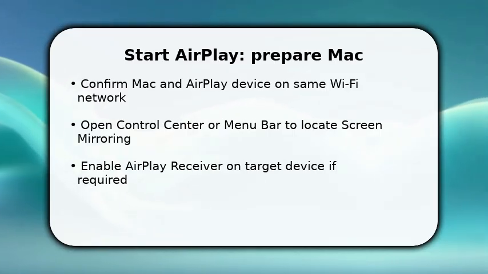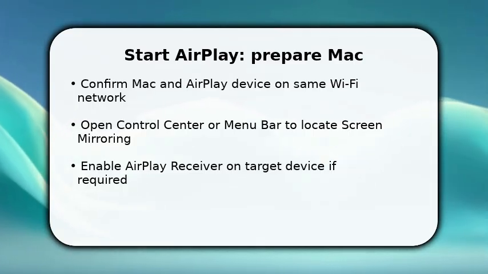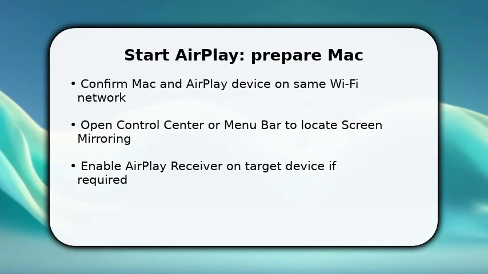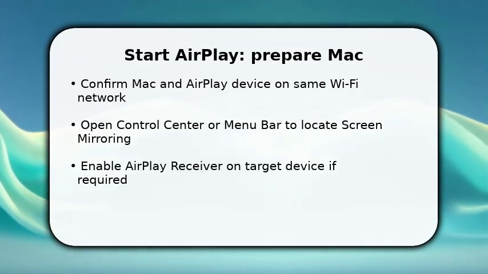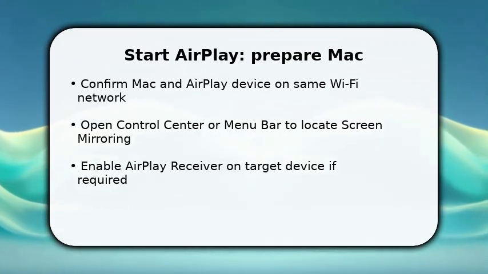If the target device needs AirPlay receiver enabled, toggle it now so the Mac can see it. Once done, select the device name. You're initiating a secure, local stream rather than sending through the internet.